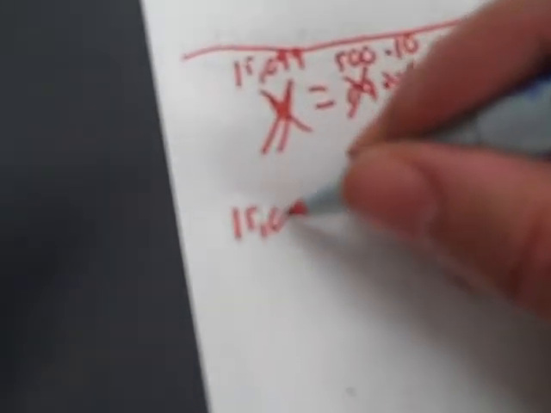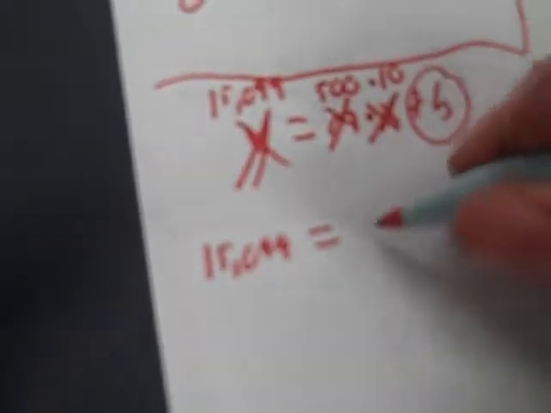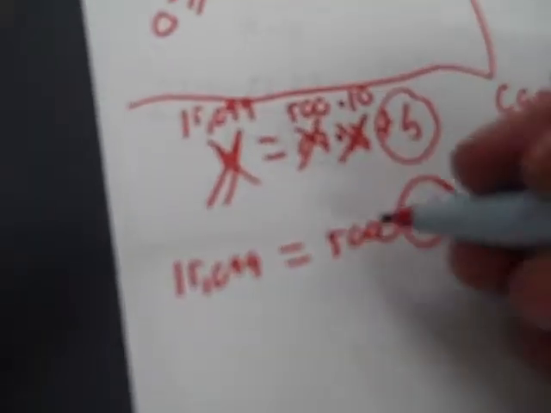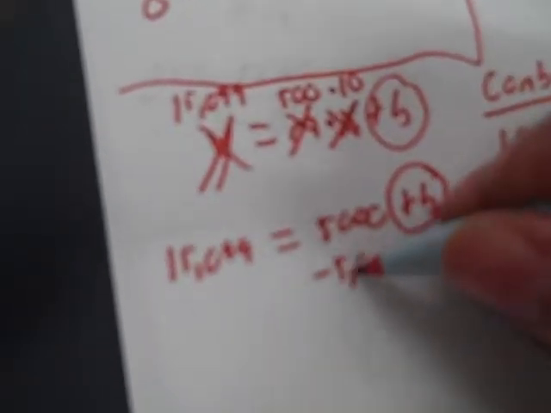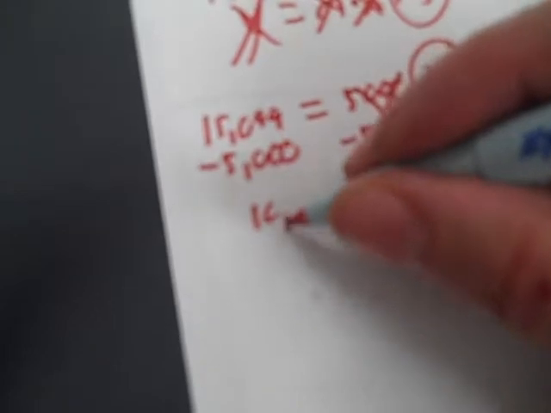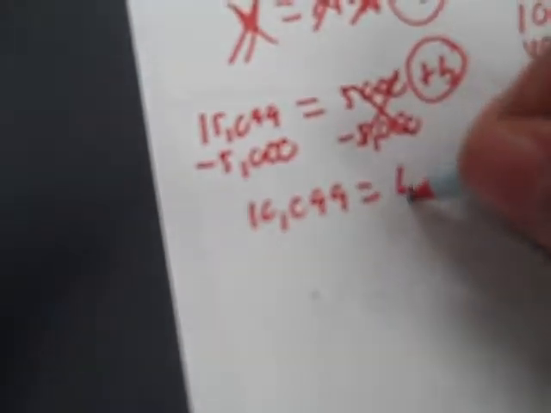Okay. So Y is money, so it's going to be 15,099. And then X is years, so that's 10. So it's going to be 15,099. And then 500 times 10 is 5,000 plus the B. Now I subtract the 5,000. That's going to be $10,099 equals B.